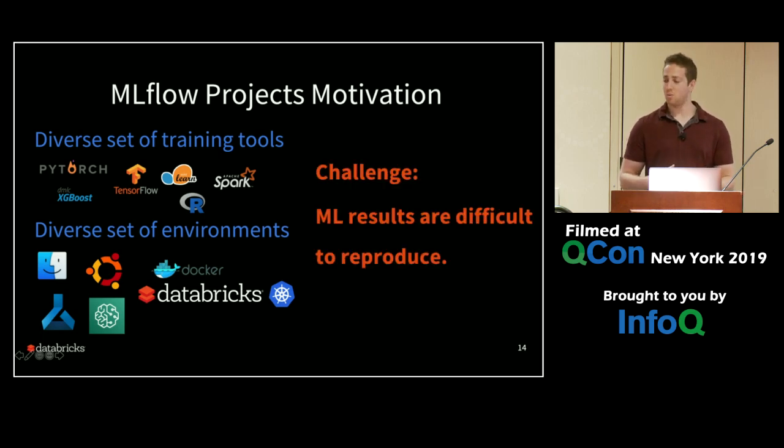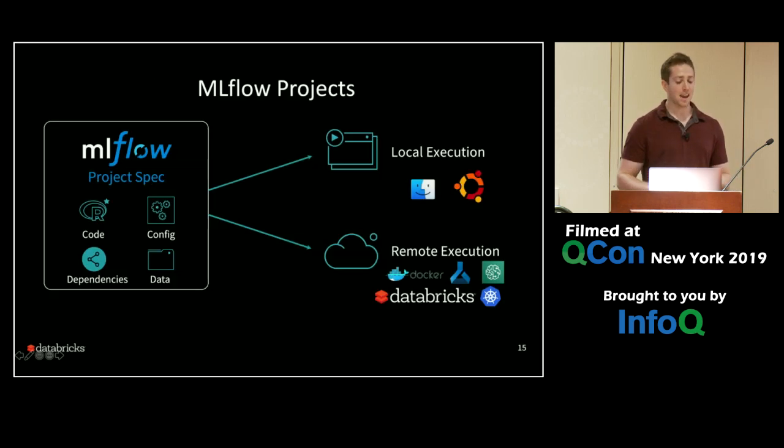Which leads to this challenge, which is that machine learning results are difficult to reproduce. Oftentimes, the same exact training code doesn't run the same way or produce the same result in two different places. And MLflow's solution to this is a self-contained training code projects specification that bundles all of the machine learning training code along with its versioned library dependencies, its configuration, and its training and test data.